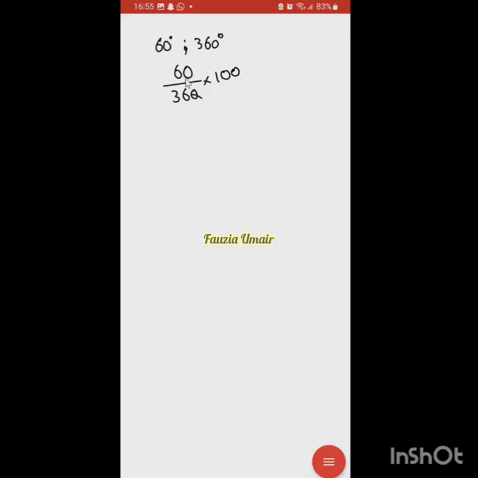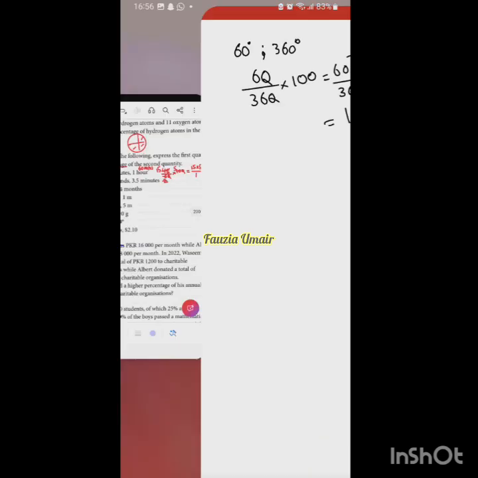Ma'am, one zero with zero. So it will be 600 by 36. And ma'am, the answer is non-terminating, like 16.66 and it goes on. So 100 by 6 is 16.6, and the 6 keeps going on. That's right. This is a non-terminating number, a recurring number.